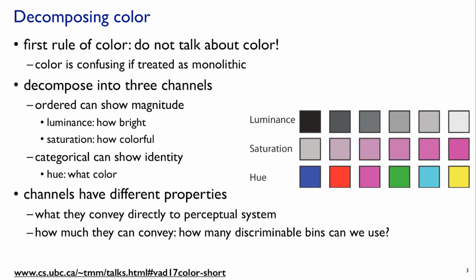different things. And these three different channels of luminance, saturation, and hue have different properties in what they can convey directly to the perceptual system, your visual perceptual system, and how much they can convey. For example, how many discriminable bins can we use?